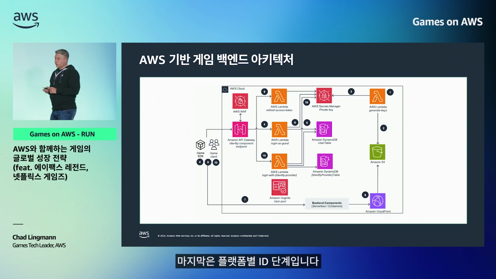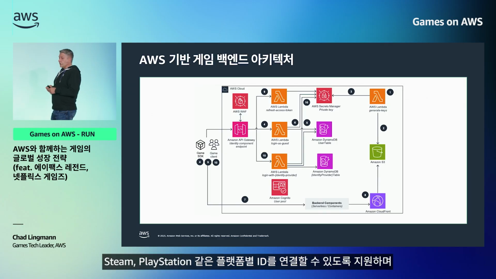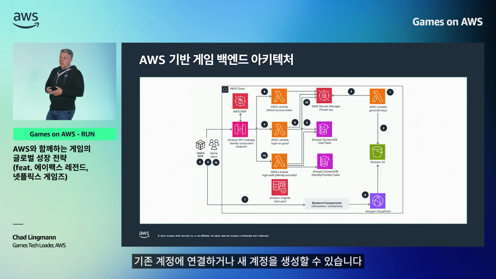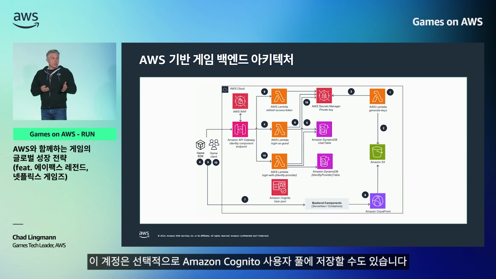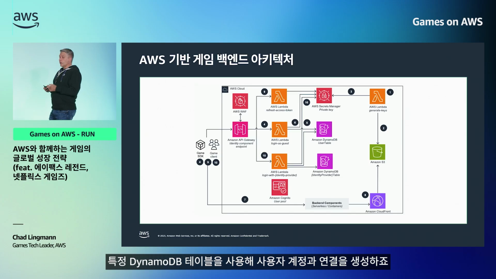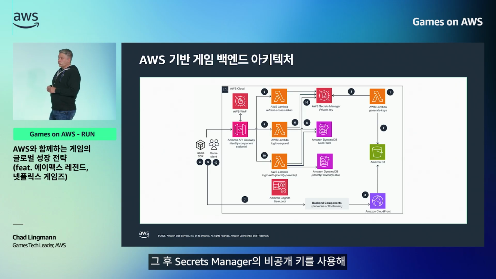And then we're at step 10, which is our platform-specific identity. With support for linking platform-specific identities like Steam or PlayStation or others, the game client can then send access tokens from the game platform-specific identity provider to an existing account or create a new account. And this account can optionally be stored for you in Amazon Cognito as a user pool. And the Lambda function can validate the tokens and create the link to the user account with a specific DynamoDB table. Then it generates that JWT token for the client using the private key from Secrets Manager.